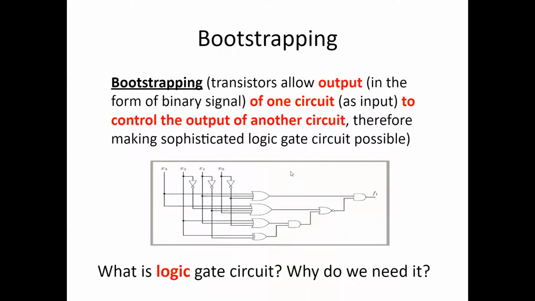So bootstrapping. Bootstrapping of one circuit allows it to control the output of another circuit. So this allows us to create logic gates. And this is what a fairly complicated logic gate would look like. In order for us to evaluate what is happening in this logic gate, we need to know what all these symbols mean.